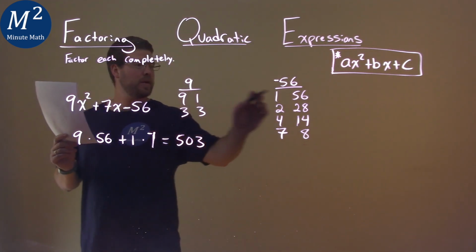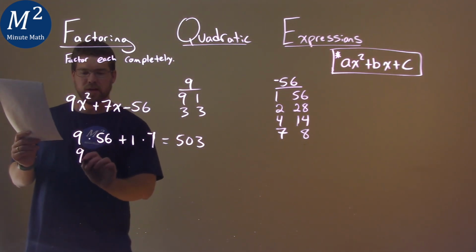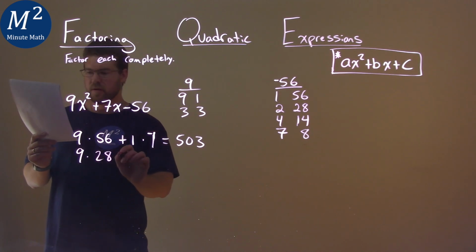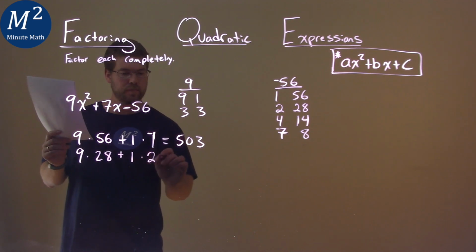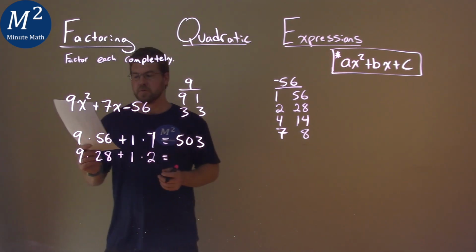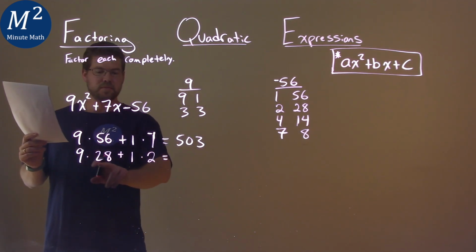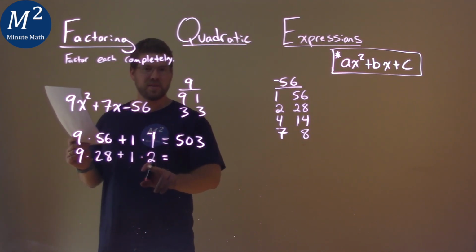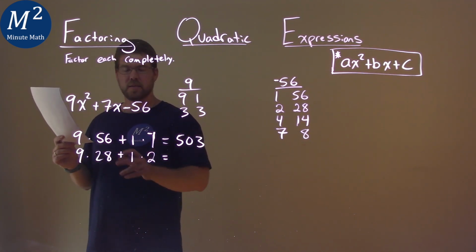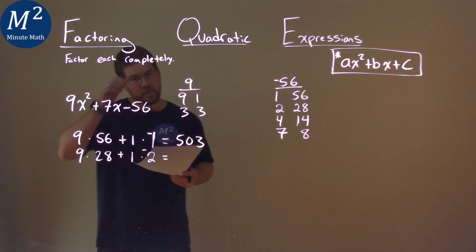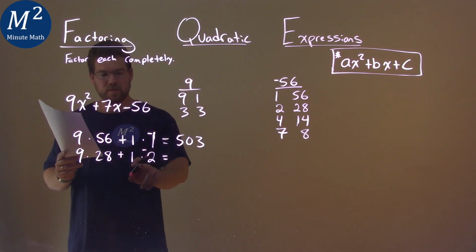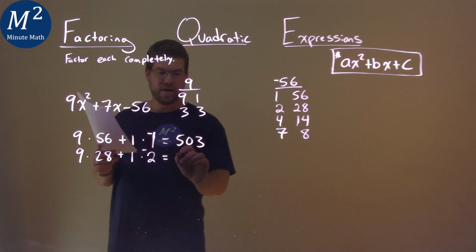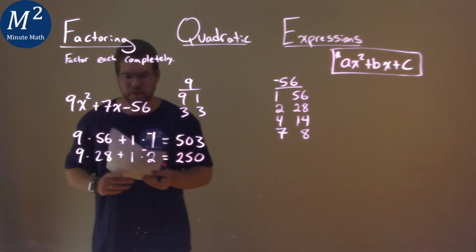This is 9 and 1 and 2 and 28. So 9 times 28 plus 1 times 2. Out of the two there, well, 1 times 2 is clearly smaller than 9 times 28. Put a negative right there, and then we can multiply it out. 9 times 28 plus 1 times negative 2 is a positive 250. Okay?